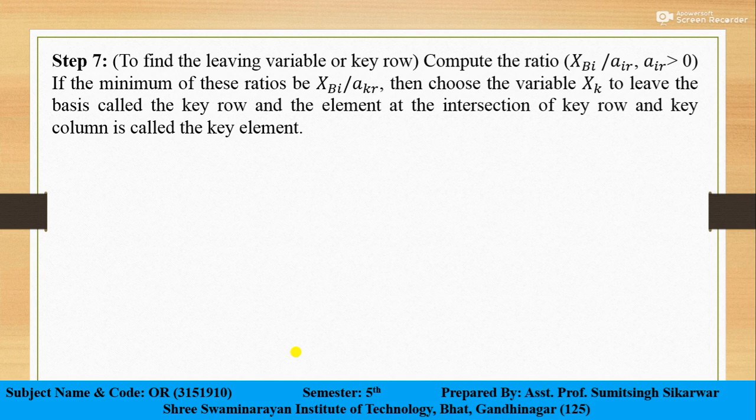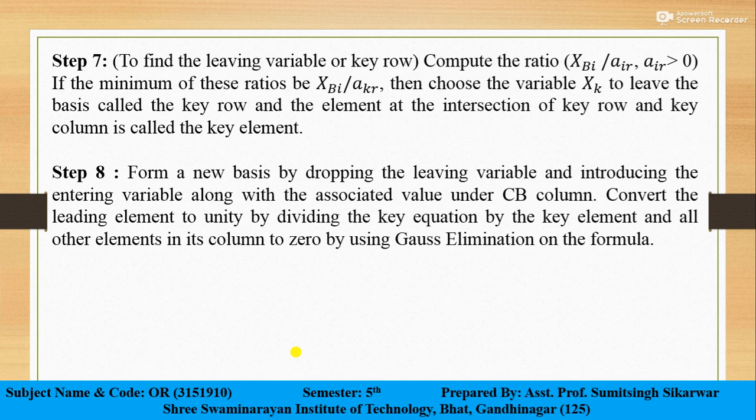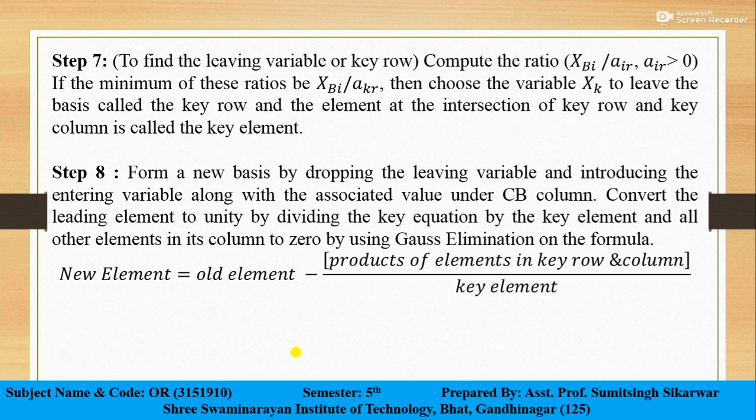So in steps 6 and 7 we will have the entering variable, which enters after a solution of the iteration problem, and some value leaves the same matrix. In step 8 we will find the new element for our next table. For finding that we will use: new element is equal to old element minus the product of elements in the key row and key column divided by the key element.